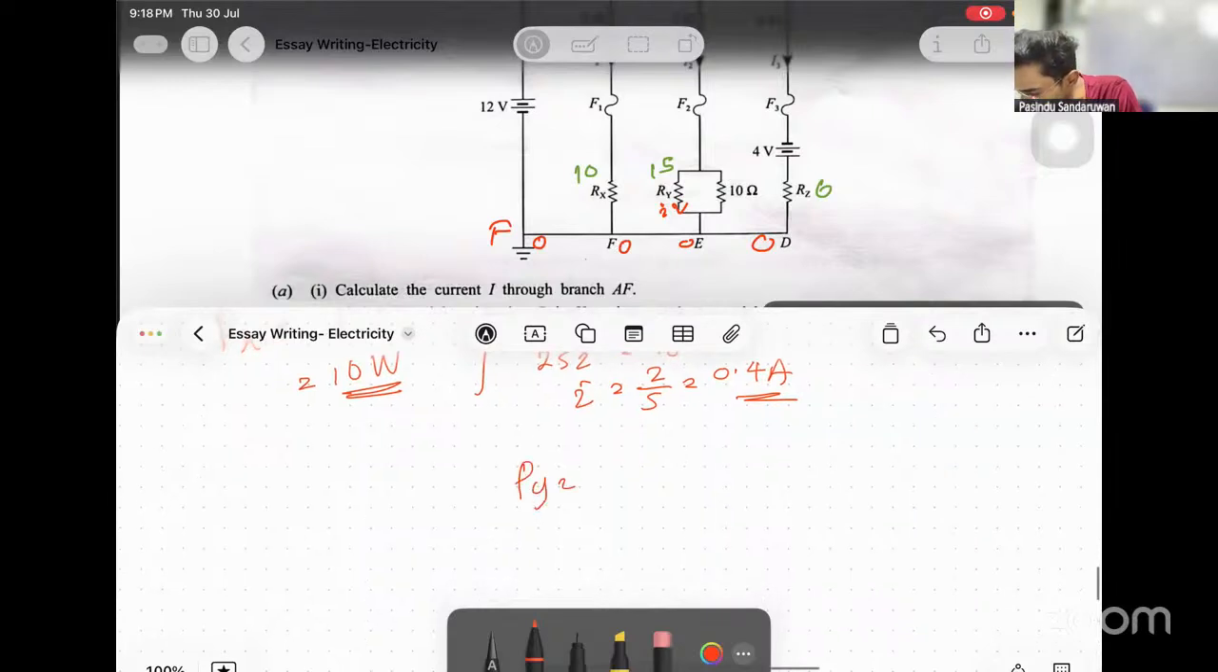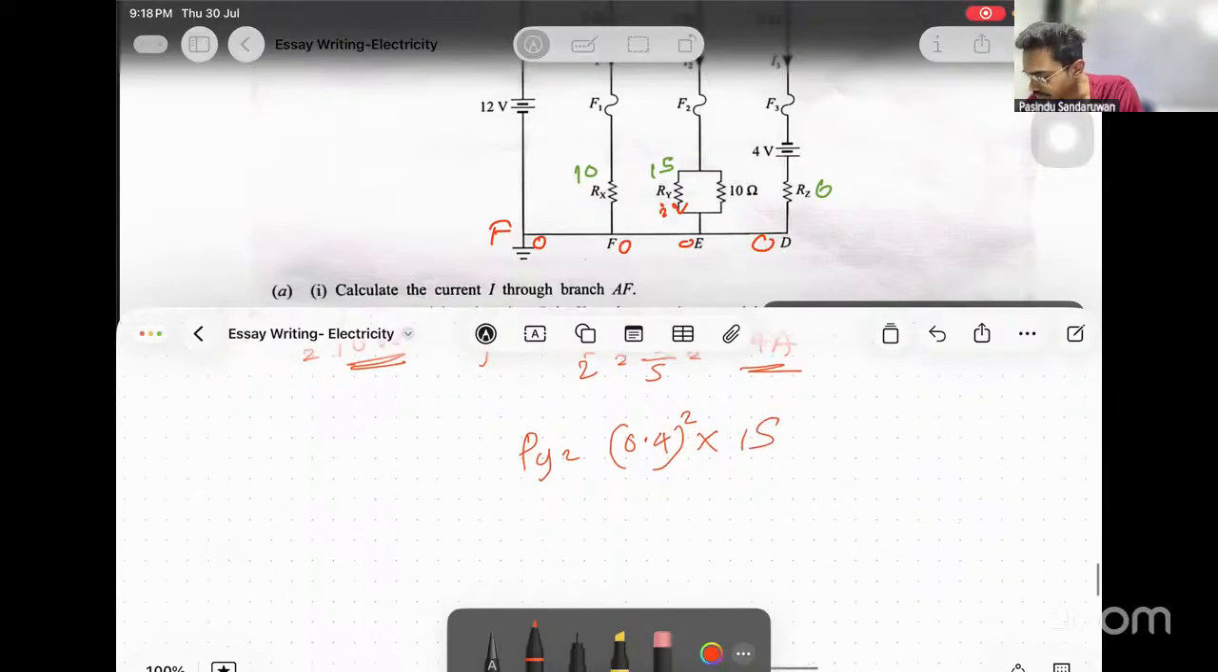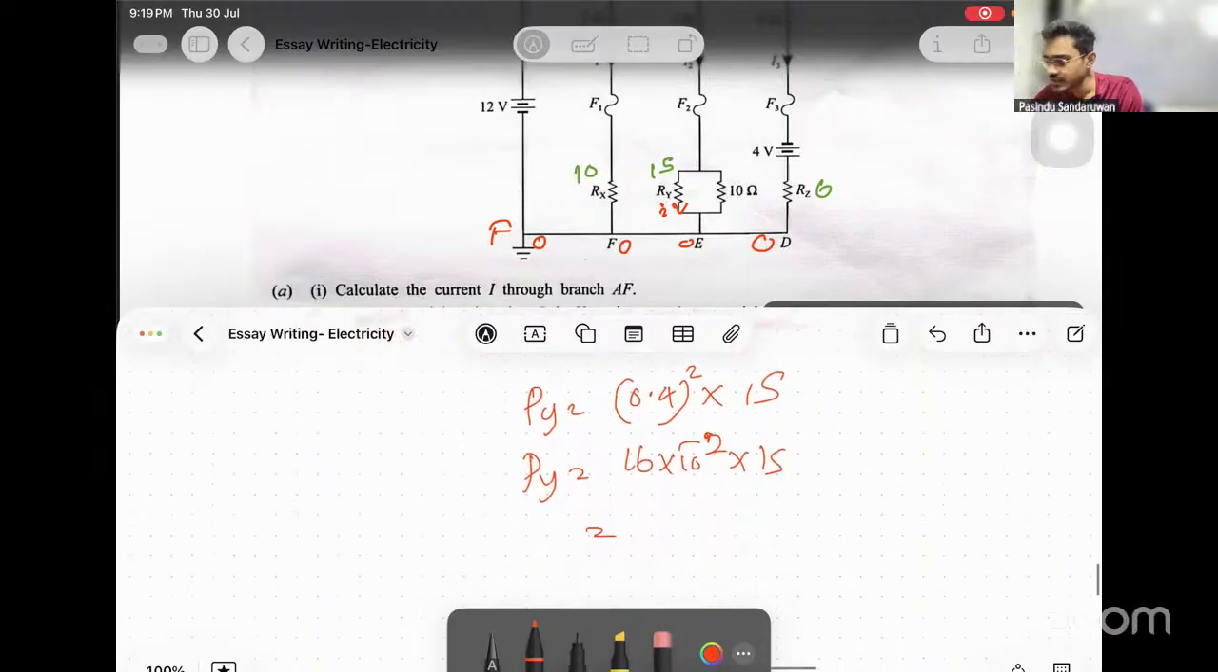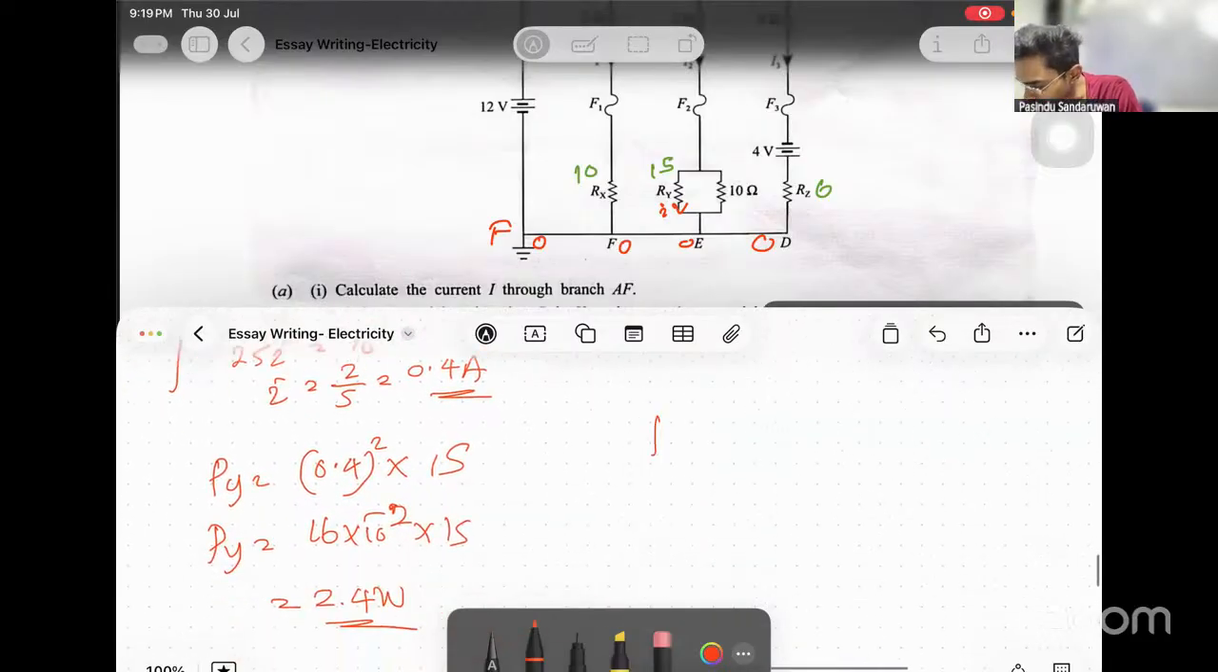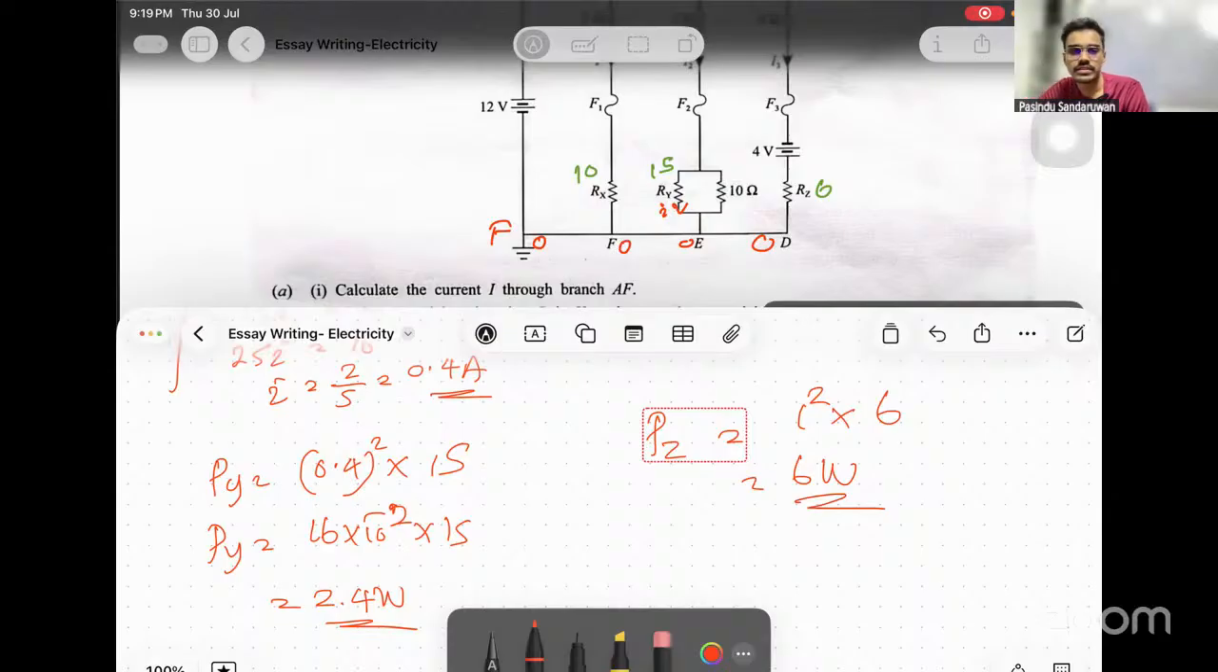Then Py is given by I squared R, 0.4 squared, and R is 15. 0.4 squared is 0.16, so 16 times 10 to the minus 2 times 15. 16 times 15 is 240, so that is 2.4 watts. Then Pz: the current through Rc is I3, which is also 1, then 1 squared times 6. That is 6 watts.